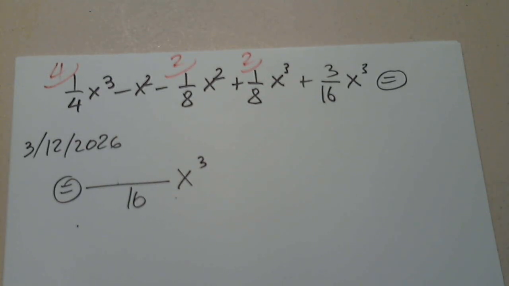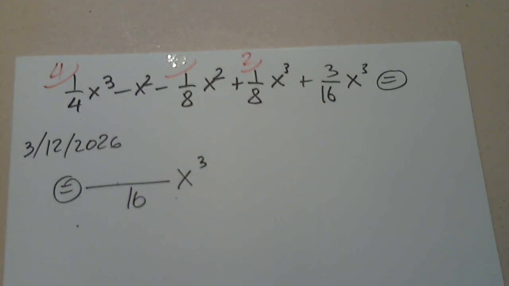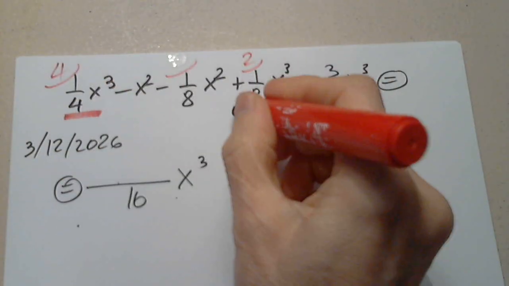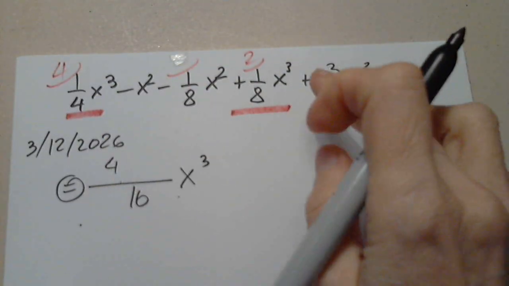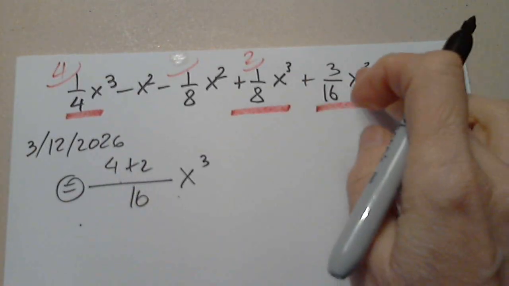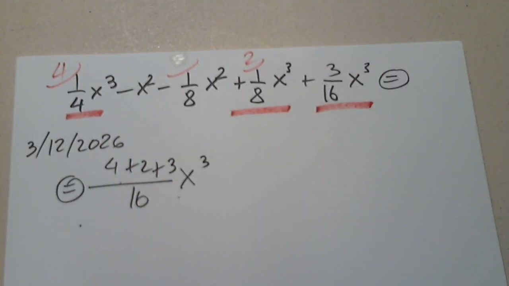All the terms with x cubed. So again, it's 1, 2, 3 terms with x cubed, and the least common denominator is 16. So we have a 4, and we have a 2, and we have a 3 to add together.